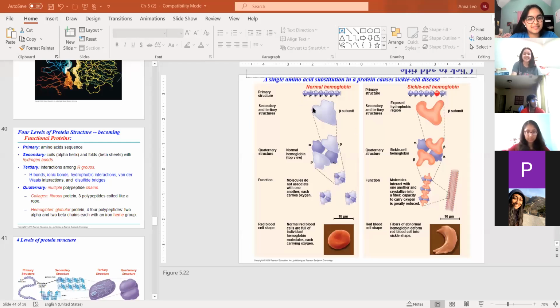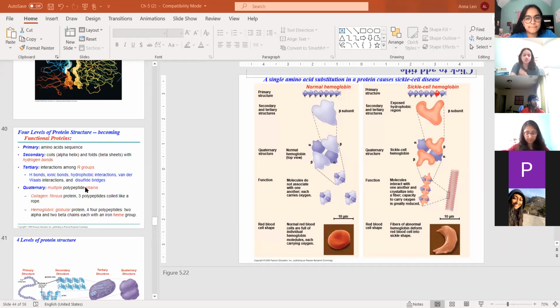Oh, okay. So like I was saying, the primary structure is just your sequence of amino acids. The secondary structure is your coils and folds. Your tertiary structure is your interactions among your R groups. So remember, in your protein, you have a carbon, a hydrogen, an amino group, and a carboxyl, and then you have an R group. The R groups are what vary and create the differences in your amino acids. The interactions among the R groups are your tertiary structure, and your quaternary structure is just multiple peptide chains.